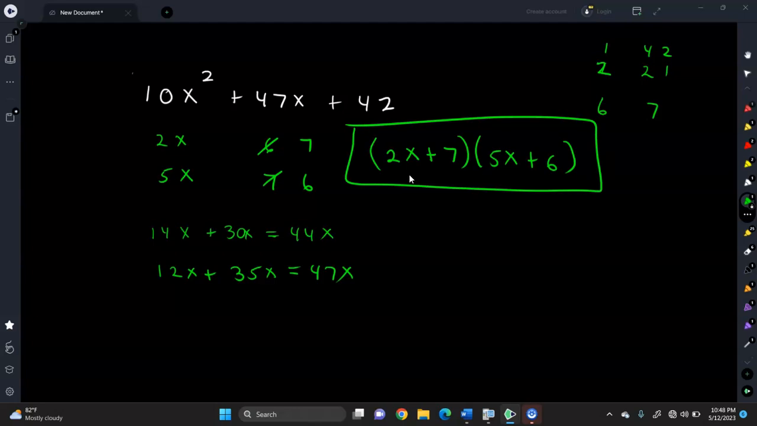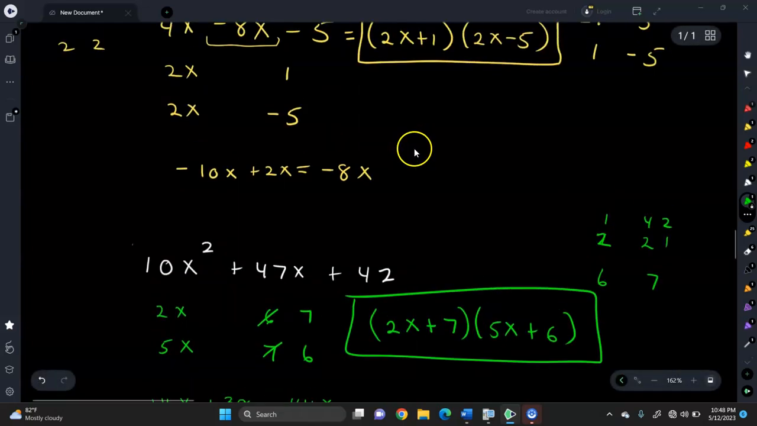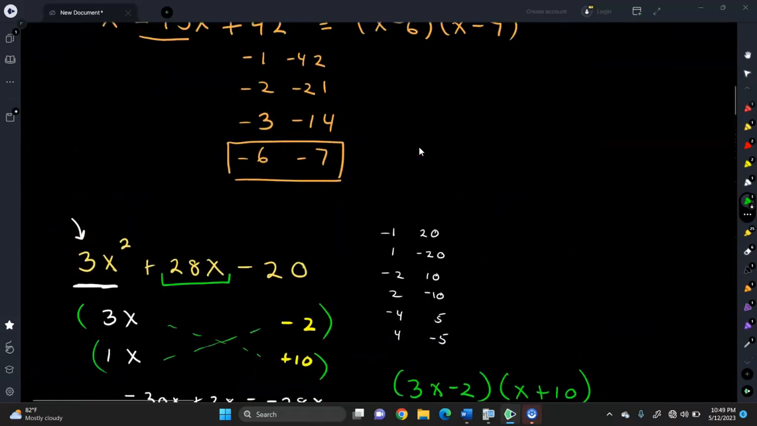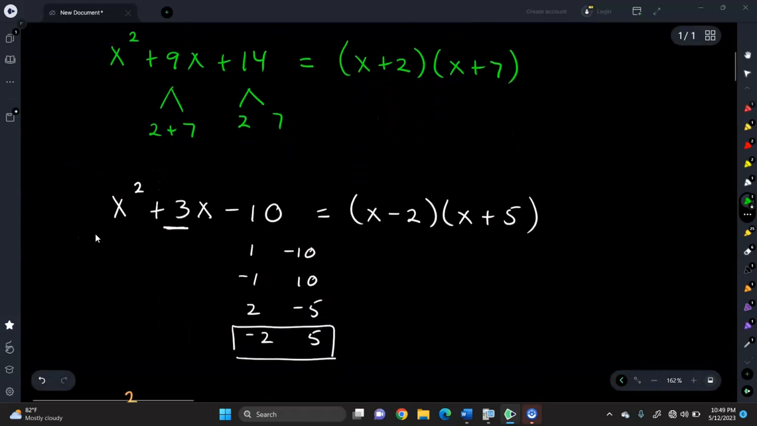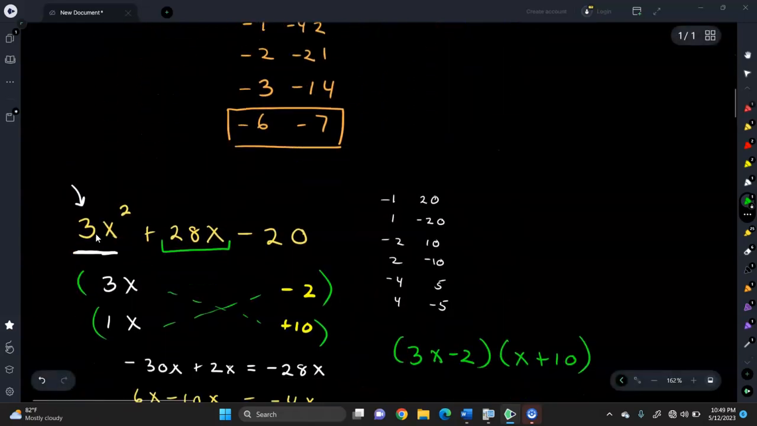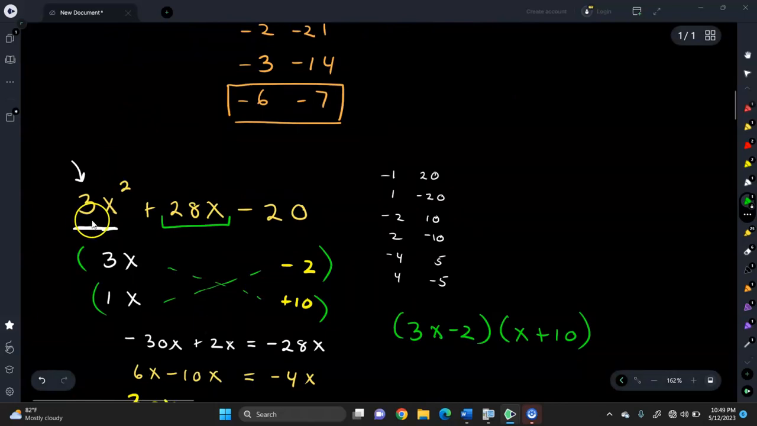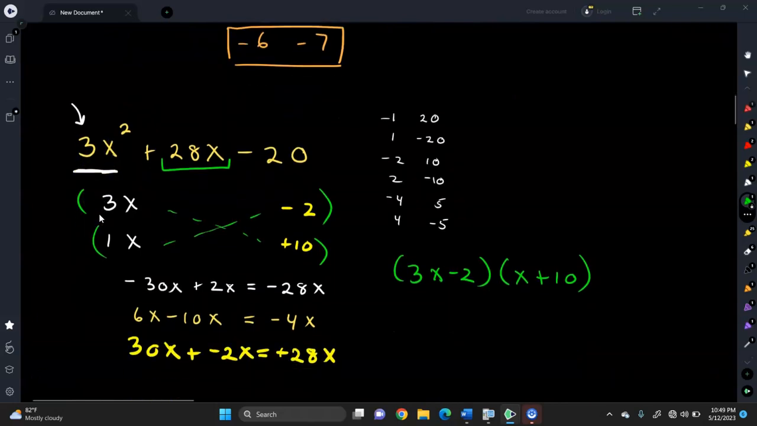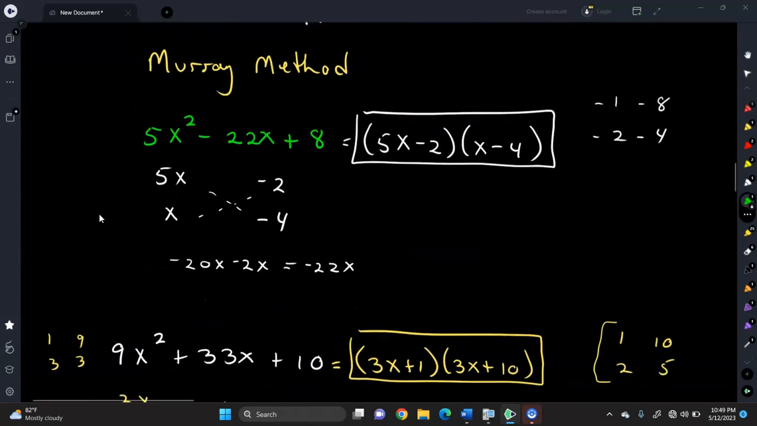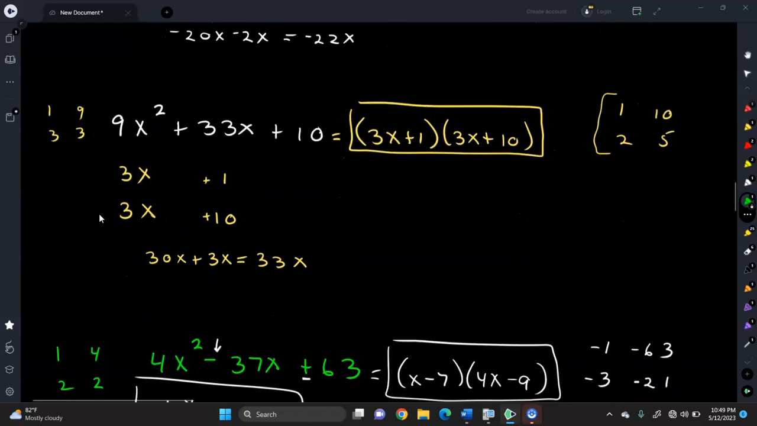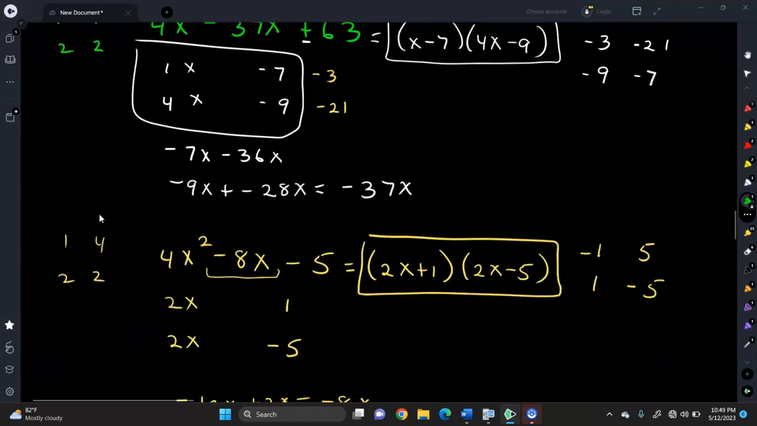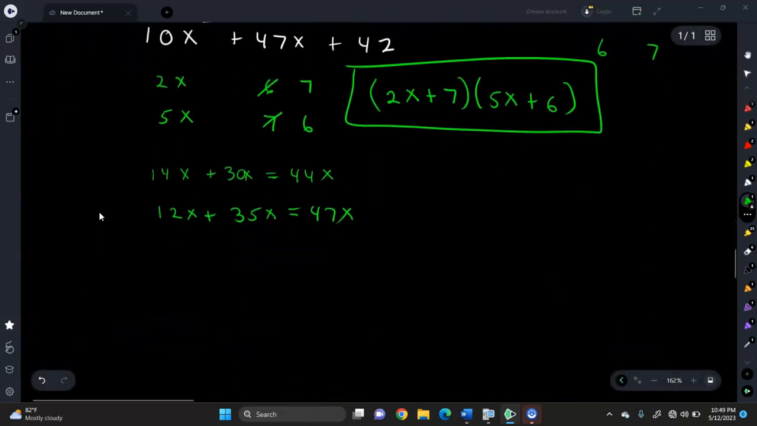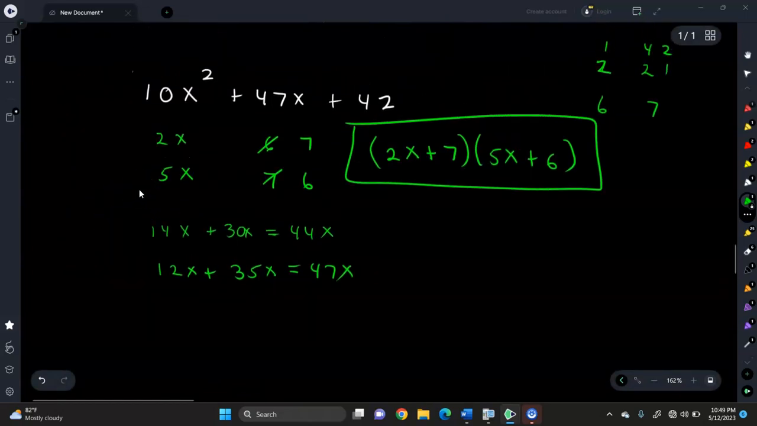Okay, so we're going to stop there. I've showed you your basic factoring where the coefficient in front of the x squared is a 1. I showed you the Murray method where the coefficient is a prime number. And then the Murray method where the coefficient is not prime. Again, it doesn't matter to me which method you use, but in class, anytime we factor, this is the method I will use. You have to be able to factor quickly.